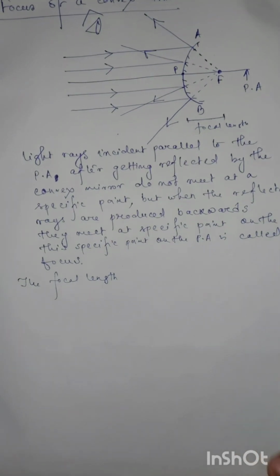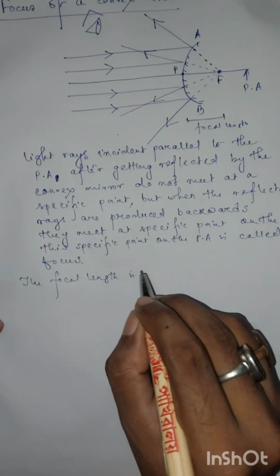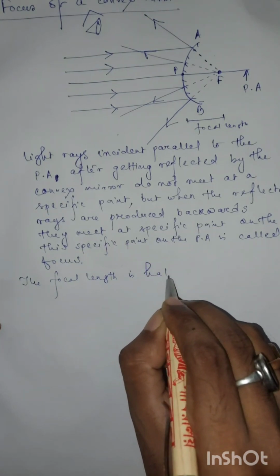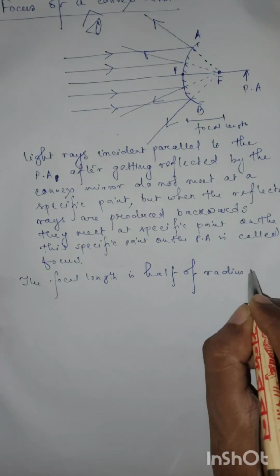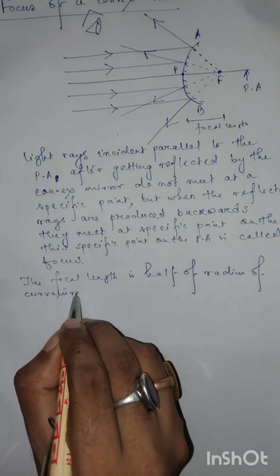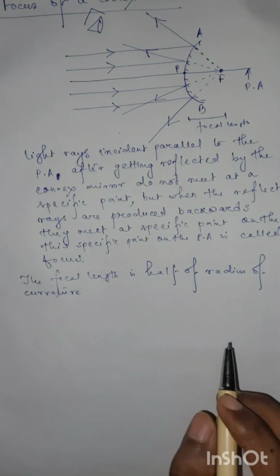The focal length is half of the radius of curvature. Okay, focal length is half of radius of curvature.